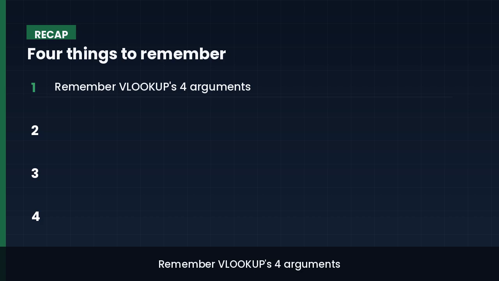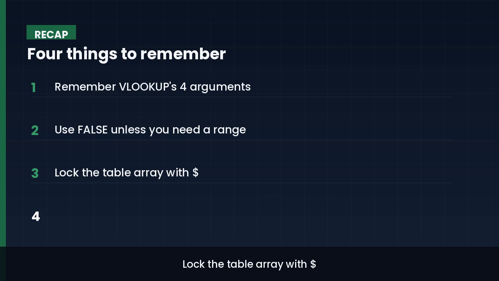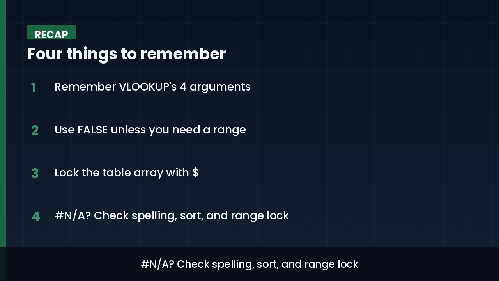Let's recap. First, remember VLOOKUP's 4 arguments. Second, use false unless you specifically need an approximate match. Third, lock your table array with $ signs. And fourth, if you see the #N/A error, check spelling, sorting, and whether your range is locked.